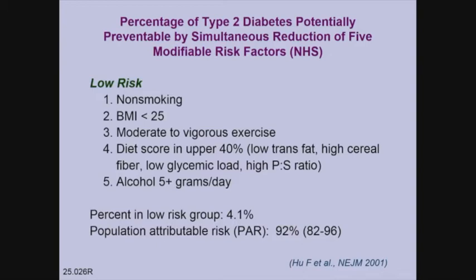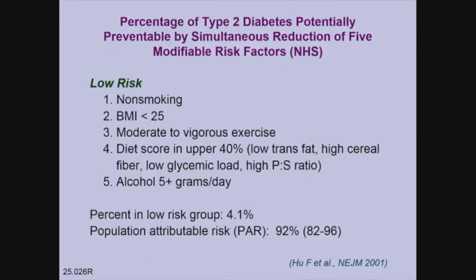And then just to sort of tie things together, we've done several analyses looking at how much major disease could we prevent by a package of lifestyle factors. We did this analysis several years ago, led by Frank Hu, and identified a low-risk group: non-smoking, BMI less than 25, moderate to vigorous exercise, and a diet score, which I won't describe, emphasizing type of fat and type of carbohydrate, and modest alcohol consumption.